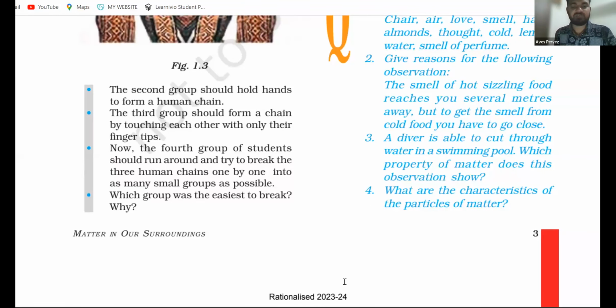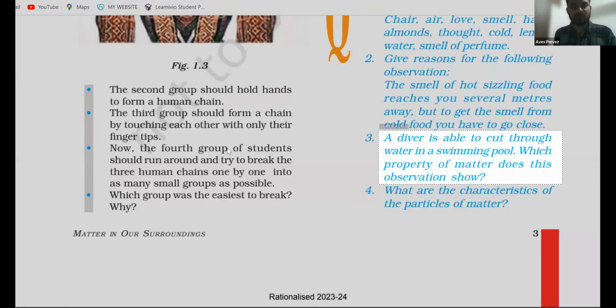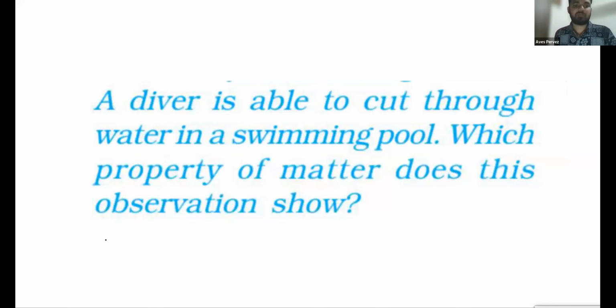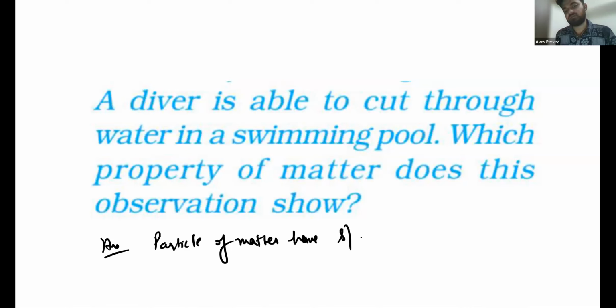Particles of matter have a space between them, okay? Answer for this question is: particles of matter have a space between them. That's why you are able to dive. Okay, you are able to. Got it?